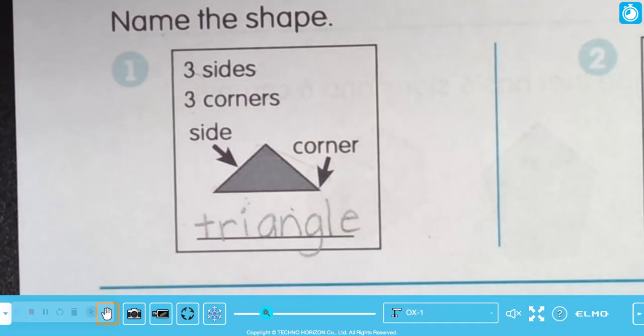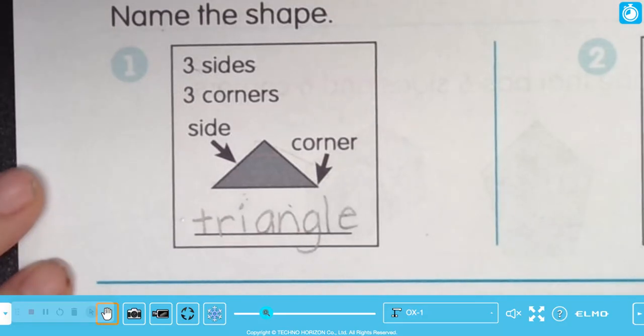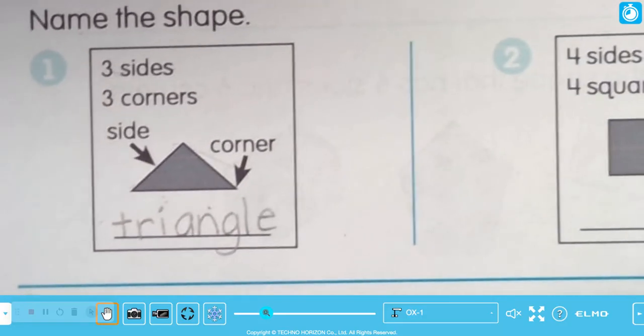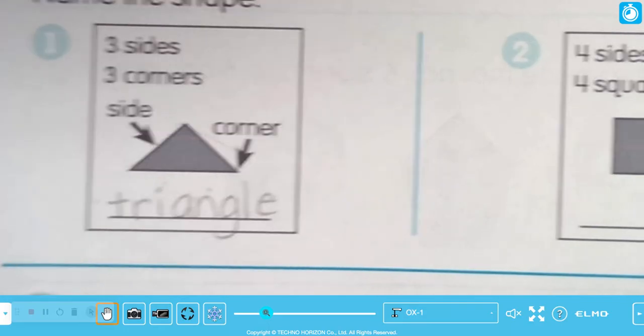Triangle. Go ahead and write that down. Okay, if you need more time to write that down, if I'm going too fast, just pause the video right now so you can finish writing that down. Because if you don't pause right now, I'm going to move on to the next one, and you won't have a chance to copy it.